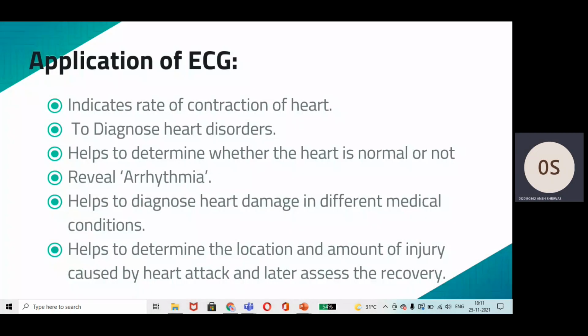Application of ECG. It indicates the rate and rhythm, or pattern of contraction, of the heart. It gives a clue about the condition of the heart muscle and is used to diagnose heart disorders. It helps doctors to determine whether the heart is normal, enlarged, or if certain regions are damaged. It can also reveal irregularities in the heart's rhythm, known as arrhythmia. It is used by doctors to diagnose heart damage in conditions like high blood pressure, rheumatic fever, and birth defects. And ECG also helps to determine the location and amount of injury caused by a heart attack and later helps to assess the extent of recovery.